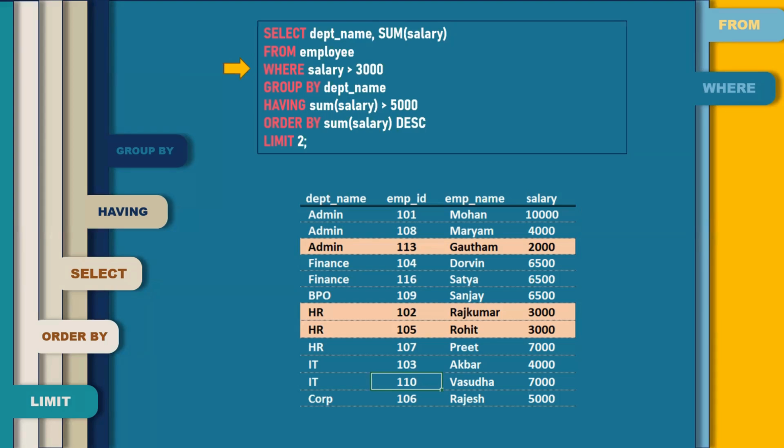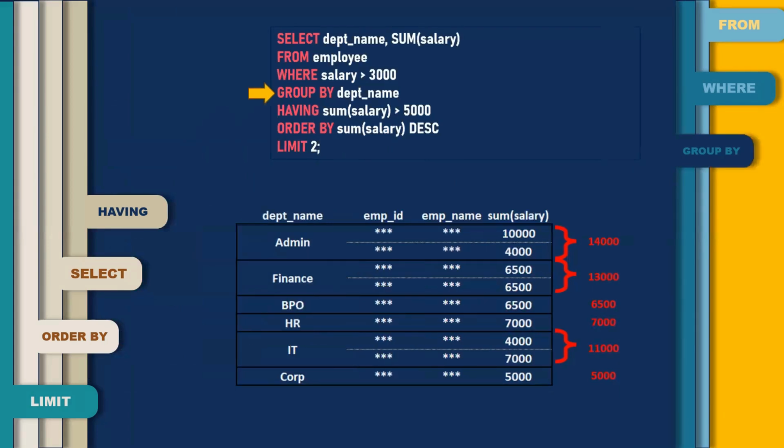Then group by. After filtering, the group by clause groups the remaining rows based on the specified columns. As we see here, the admin, earlier we had two rows, now it is grouped as one row. Here we can't see the individual data because this is aggregating based on the salary. So this salary will be clubbed as shown like this, 14,000. In a similar way, it will group the remaining departments.